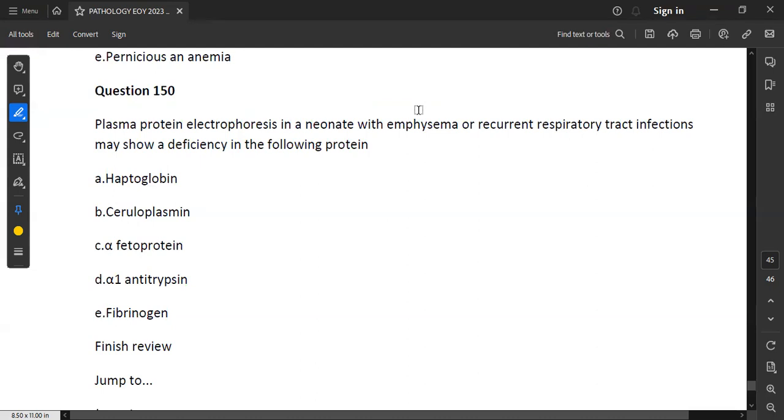Then number 150. Plasma protein electrophoresis in a neonate with emphysema or recurrent respiratory tract infections may show a deficiency in the following protein. So this one, I just went with pathology. Emphysema, you remember the pathophysiology of emphysema? There's something to do with tobacco smoke, and the other one was, what's the answer, guys? Yeah, that one was based on alpha-1 antitrypsin deficiency, where it was something to do with protease, antiprotease. You guys will just go through that. Honestly, can't remember it in detail.